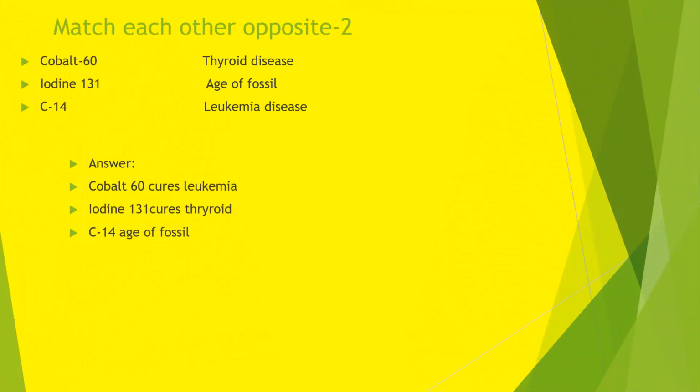Match each with its opposite. Number 2: cobalt-60, iodine-131, C14. On the other side: thyroid disease, age of fossil, leukemia disease. Cobalt-60 is used to cure leukemia, and also cancer. Iodine-131 cures thyroid disease. C14 helps to find out the age of a fossil.